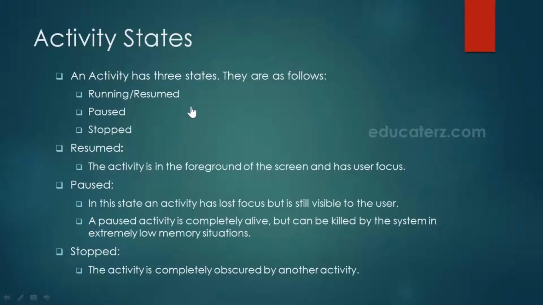So what are the different states of an activity? There are three states of an activity: running or resume, pause, and stop. Life cycle means every living object, even a common human being, has different states. If you take human beings, we have childhood, middle age, or old age, something like that.